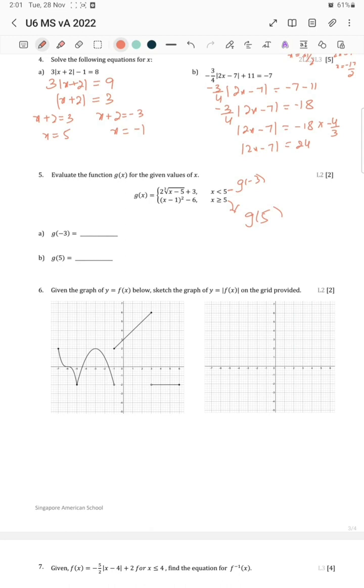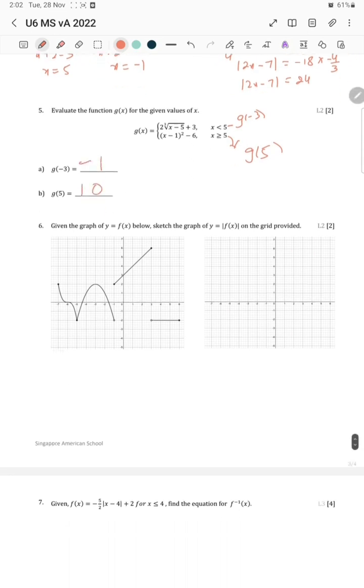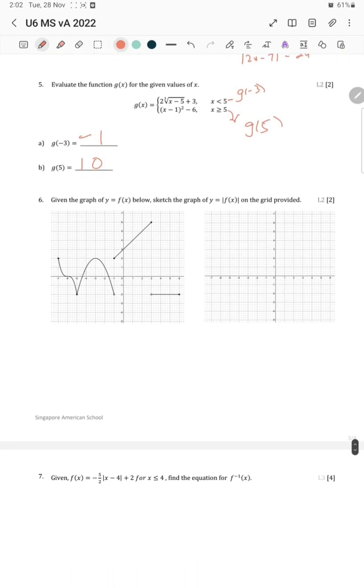Okay, so if you're done with it, let me write the answers. g of -3 would be equal to -1 and g of 5 would be equal to 10. And again, I'm not going to do this. This point is going to come over here, going to go like this, and then going to go like this. This will go like this, and this wall will go, this is -2 plus 2, like this.